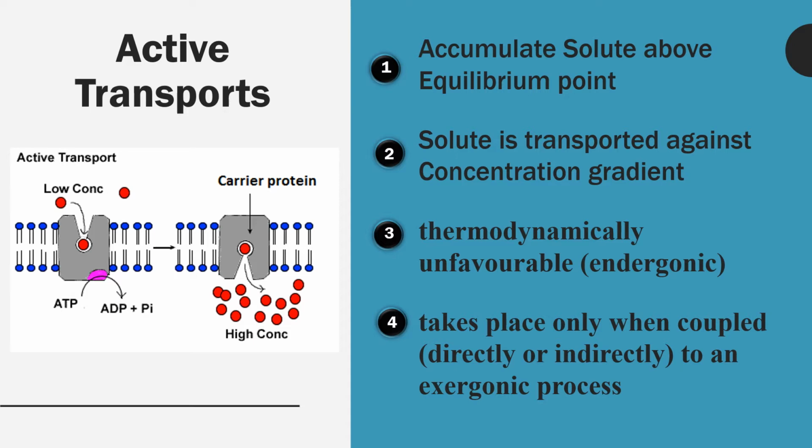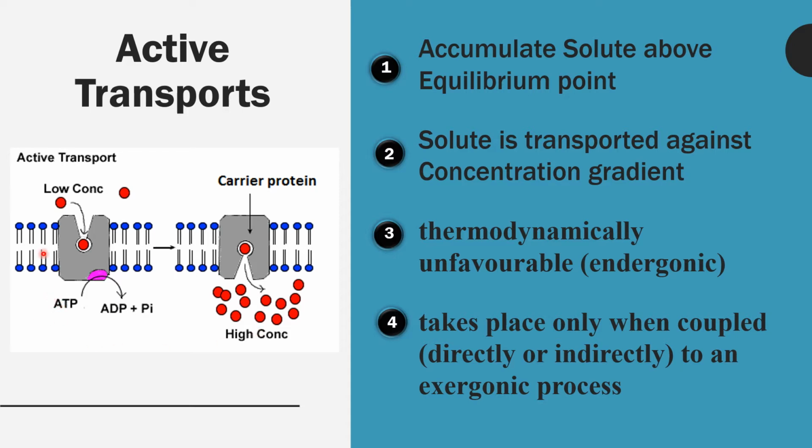This transport is thermodynamically unfavorable. It means that it will not occur unless energy is provided. Therefore it is called an endergonic reaction. It is endergonic because it requires energy, then only it can transfer the solute molecule from low concentration to high concentration region.